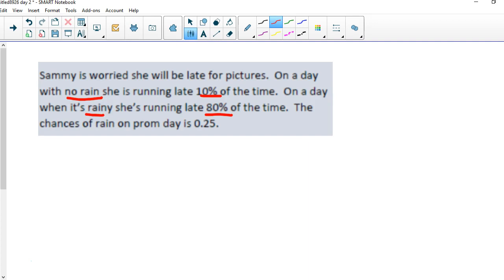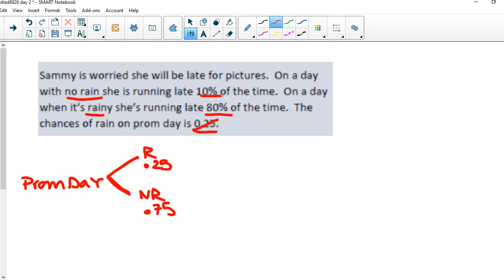The chances of it raining on prom day is 0.25. Okay, so what's going on? It's prom day. You need to think what's going to happen first. Is she going to be late or is it going to rain? Well, she's going to be late or not late based on the condition that it's going to rain or not going to rain. The chances of it raining is 0.25. We know that these branches have to add up to 1, so this is 0.75.